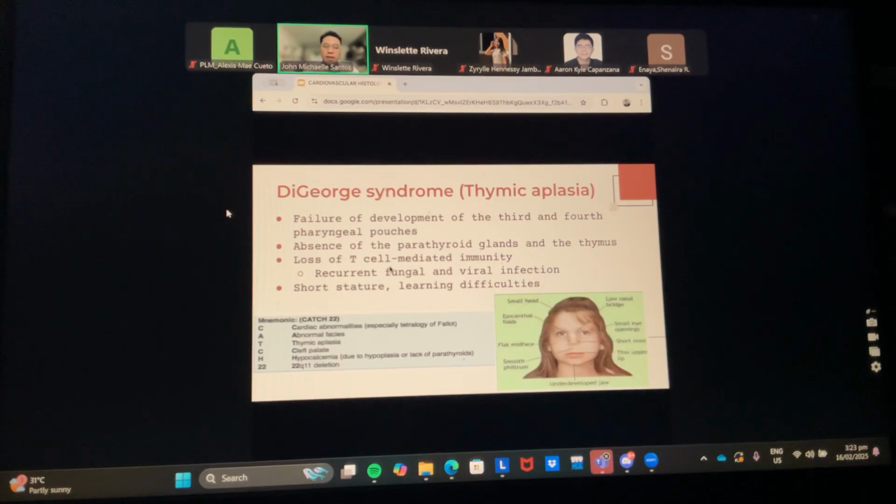So, mawawalan ka ng T cell mediated immunity. Anong consequence niyan? Recurrent fungal and viral infection. Okay? So, ano pa yung mga nakikita mo dito? You can have a short stature and learning difficulties.